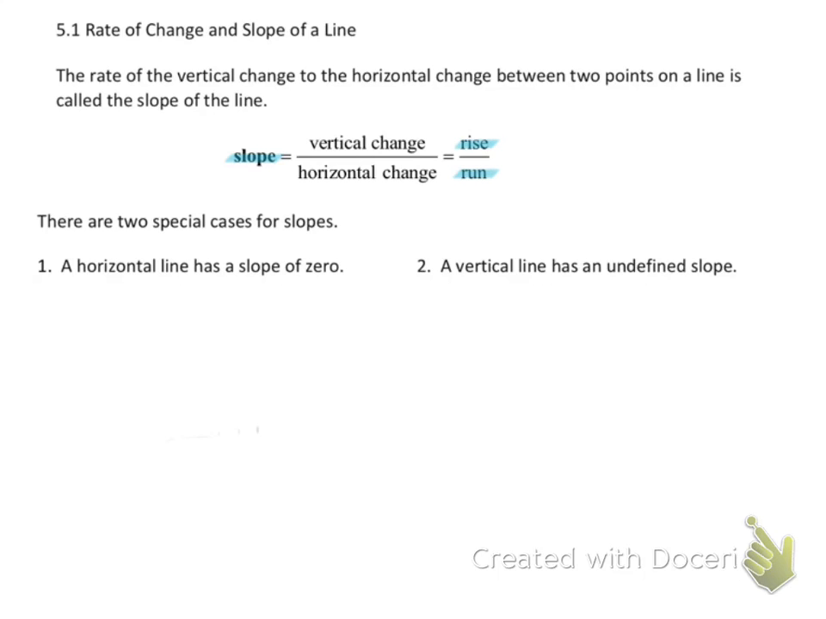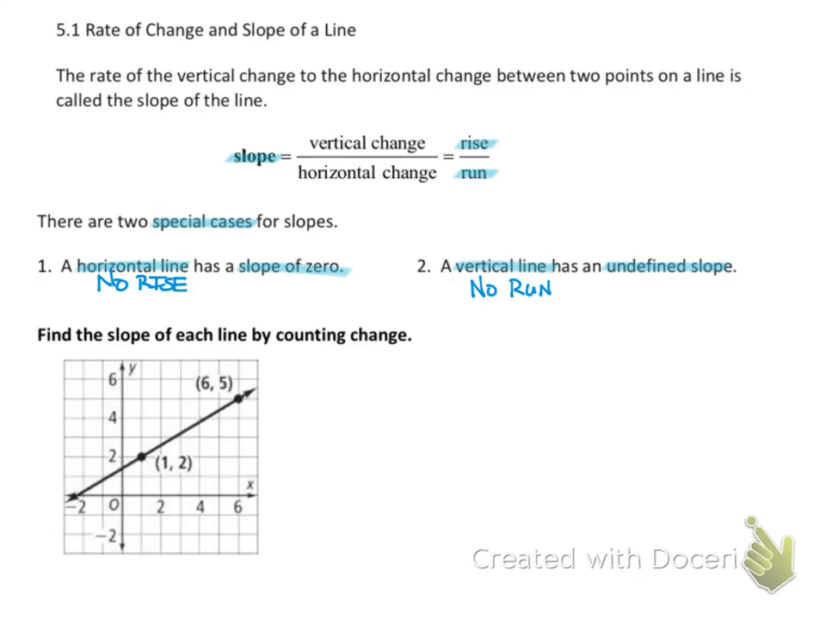In the chapter, we'll discuss a horizontal line which has a slope of 0, which basically means it does not rise any. And then there's also the other special case that we're going to discuss during class, which is a vertical line which has no run, which is straight up and down, is undefined. The examples here are just going to be standard slopes though.